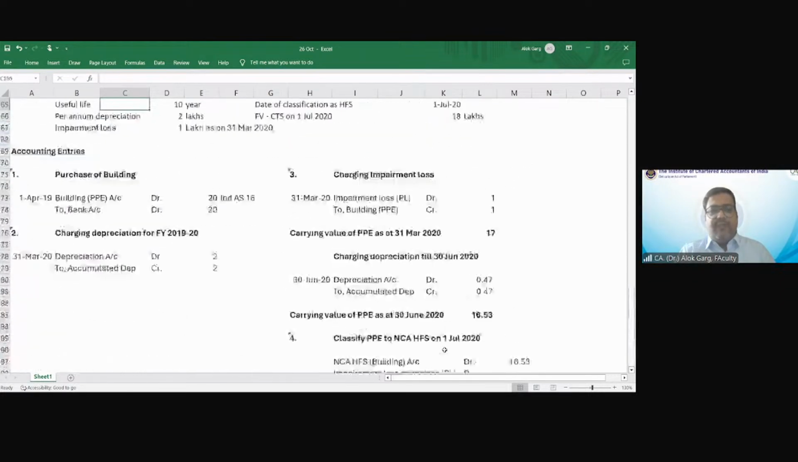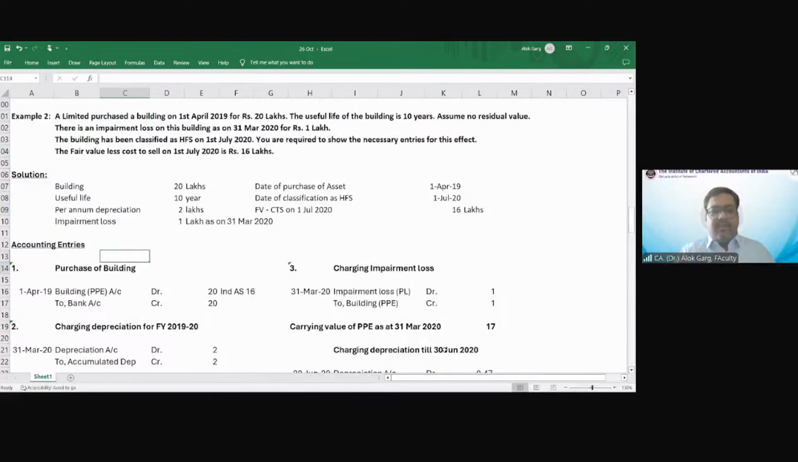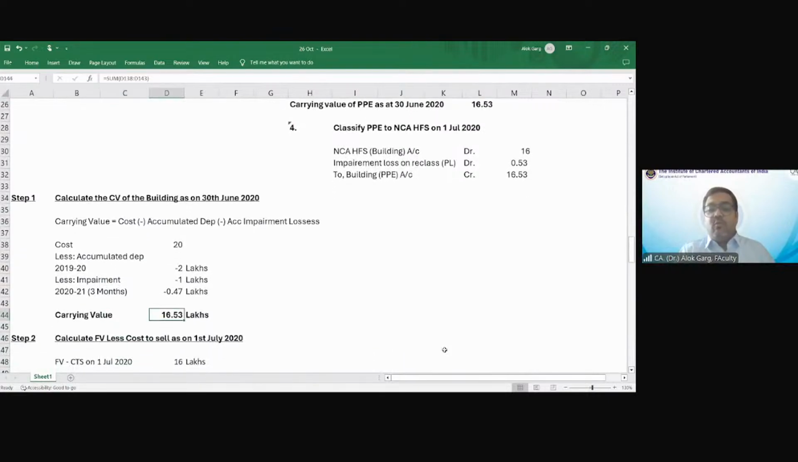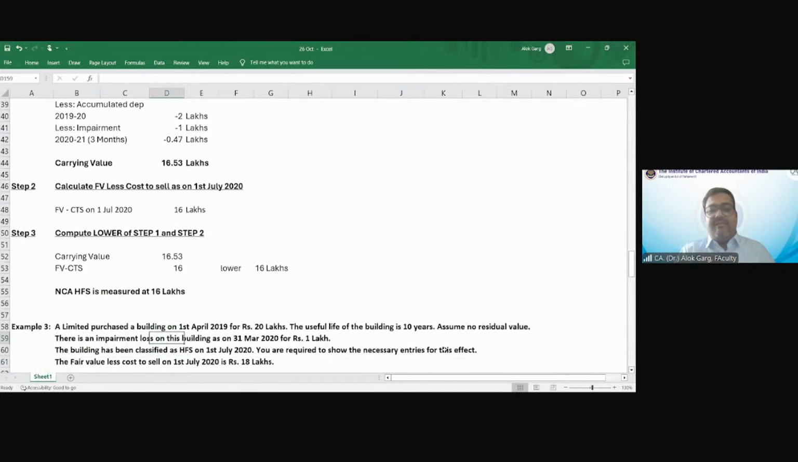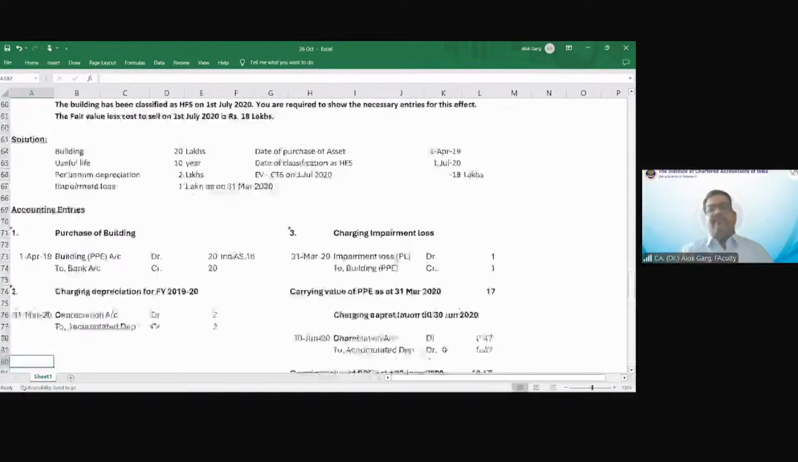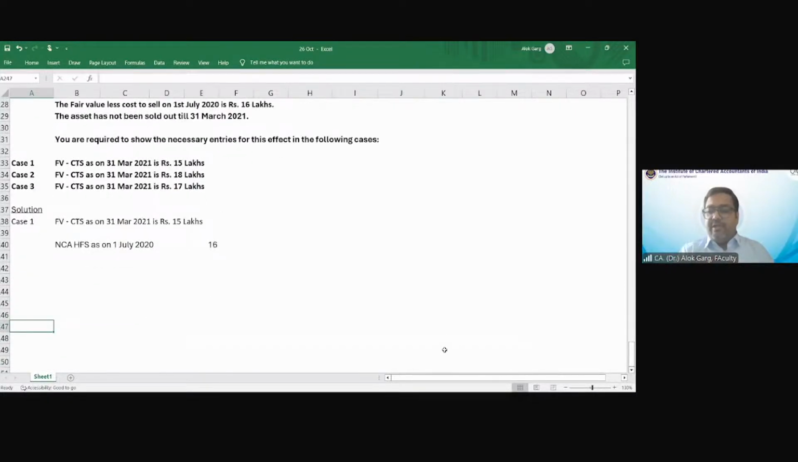So this was example number 2. In example number 2, the carrying value was 16.53. Fair value less cost to sell was 16 lakh. Your NCA HFS value was 16 lakh, the lower of carrying value and fair value less cost to sell. Correct? Everyone knows this. Should I repeat this? No sir. So NCA HFS value on 1st July 20 is 16 lakh.